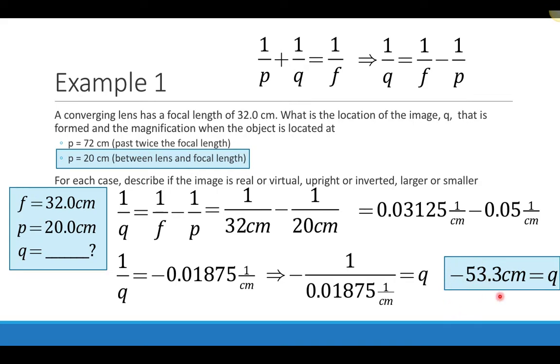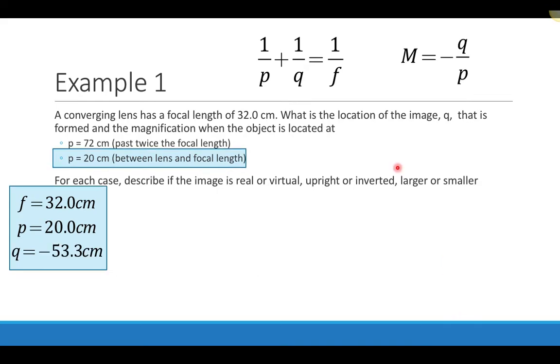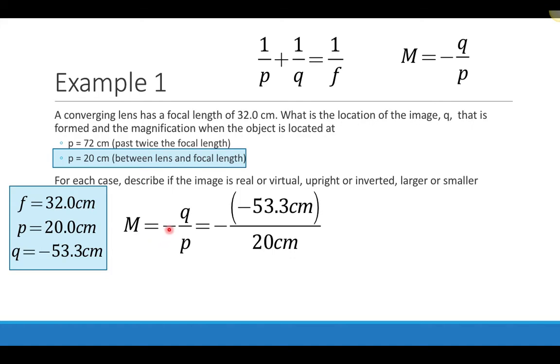But we can see that more clearly as we look at the magnification. We can determine the magnification for this case, and that will also help us understand if it's a real or virtual image, upright or inverted, larger or smaller. The magnification is just minus the image distance over the object distance, and our image distance is negative 53.3. Our object distance is 20 centimeters. This negative sign and that negative sign multiplied together give us a positive value for our magnification, and 53.3 over 20 is 2.67.